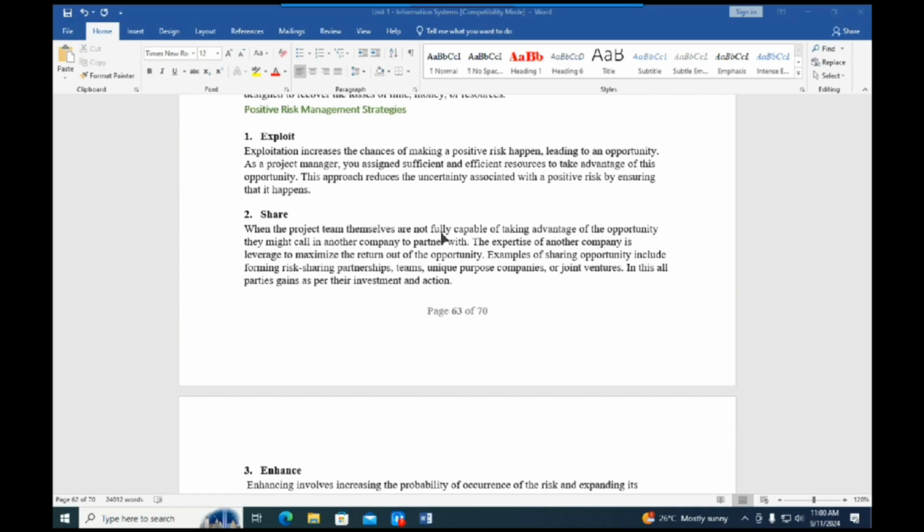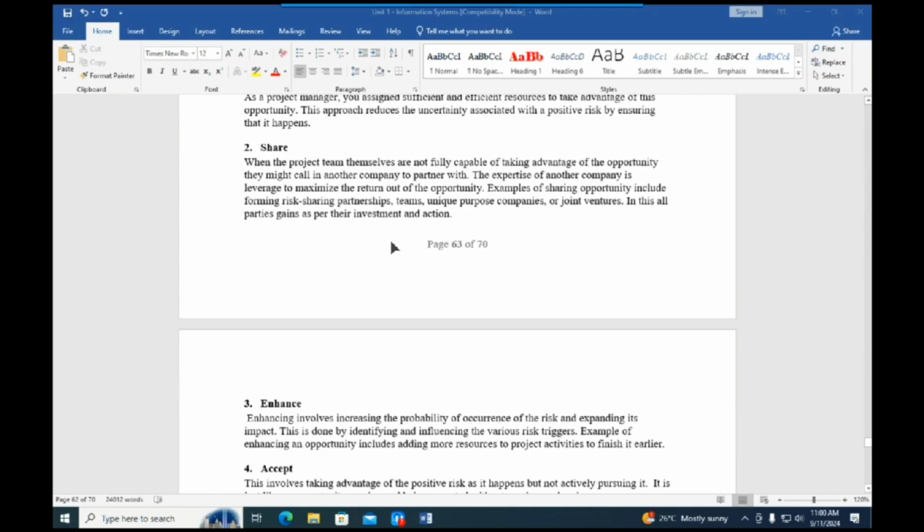When we follow this approach, we are reducing the uncertainty associated with the positive risk by ensuring that this risk really happens. Number two, share. For example, if you have a project team that is not fully capable of taking advantage of the opportunity, then they can call in another company to partner with. The expertise of another company can be used to maximize the return from that opportunity.